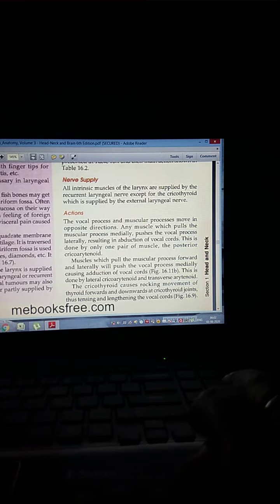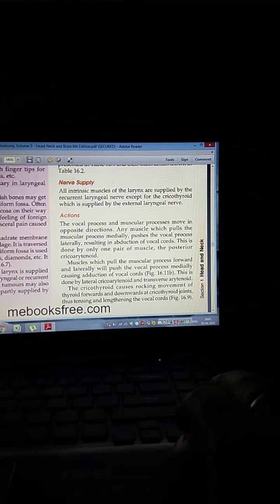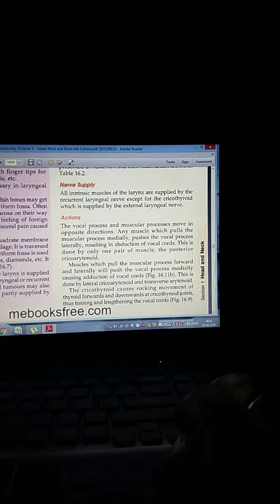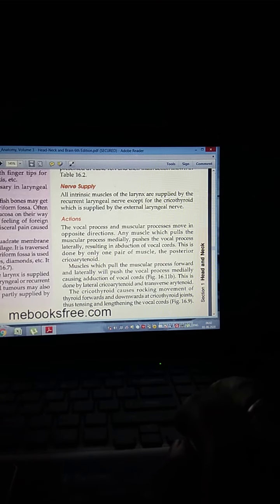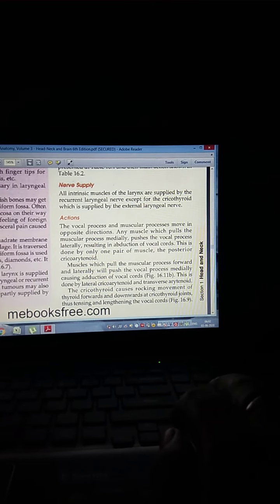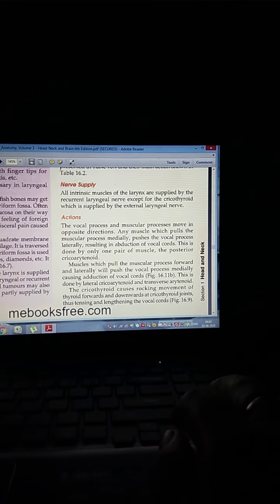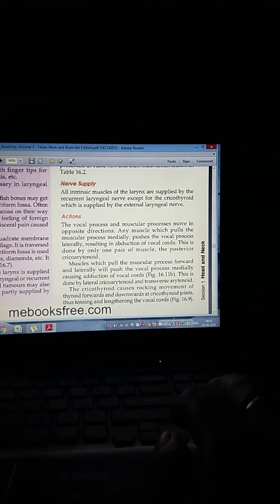Action: the vocal process and the muscular process move in opposite directions. The posterior cricoarytenoid pulls the muscular process medially, pushes the vocal process laterally, resulting in abduction of the vocal cords. This is done by only one pair of muscles, the posterior cricoarytenoid muscle. The lateral cricoarytenoid pulls the muscular process forward and laterally, pushes the vocal process medially, causing adduction of the vocal cord.